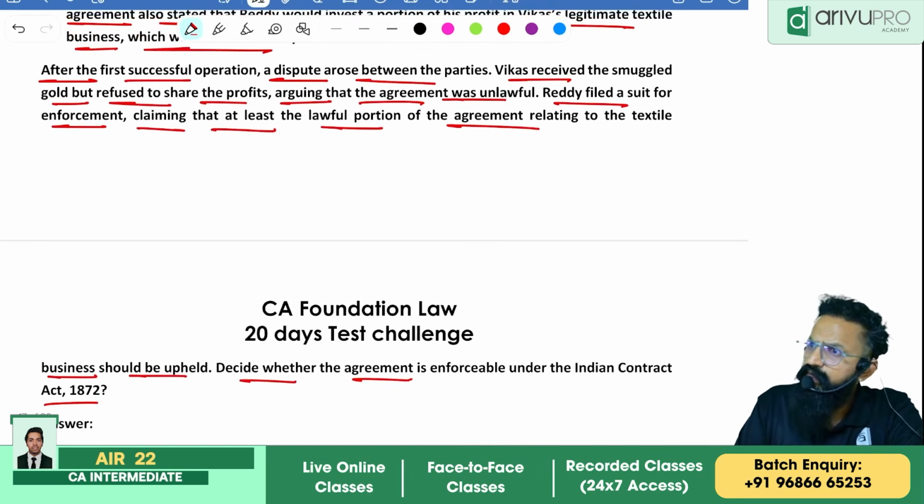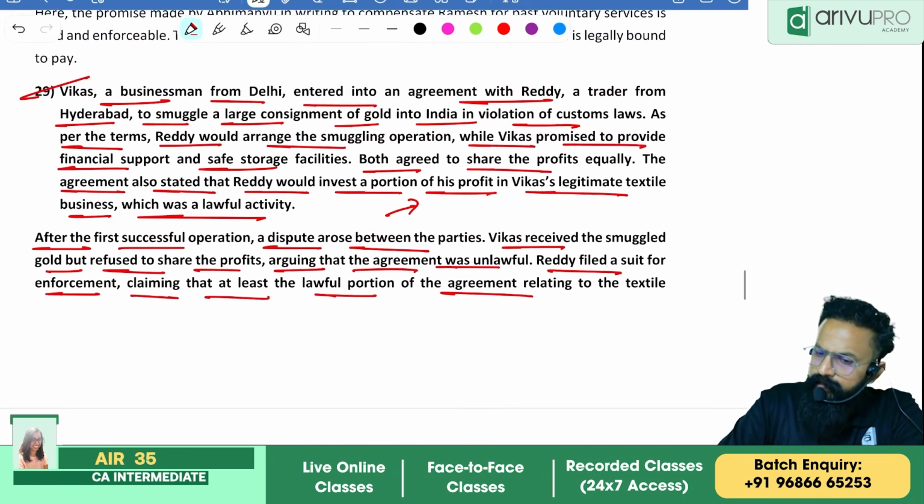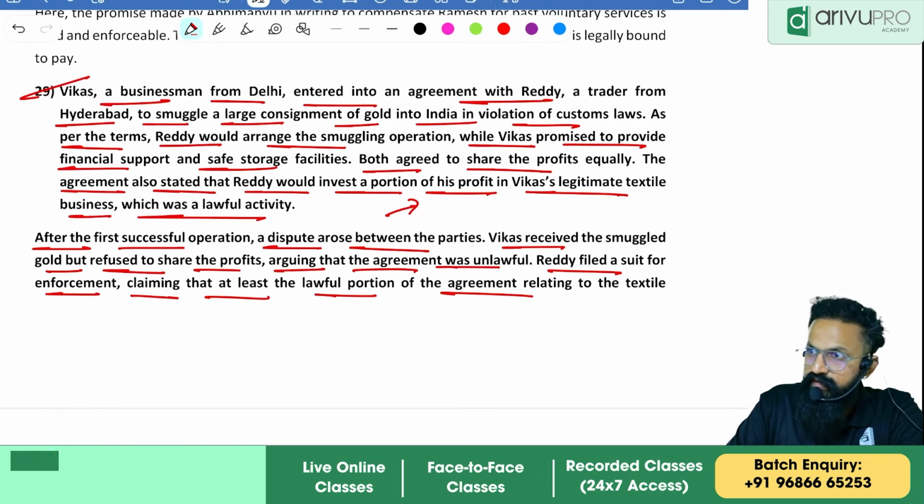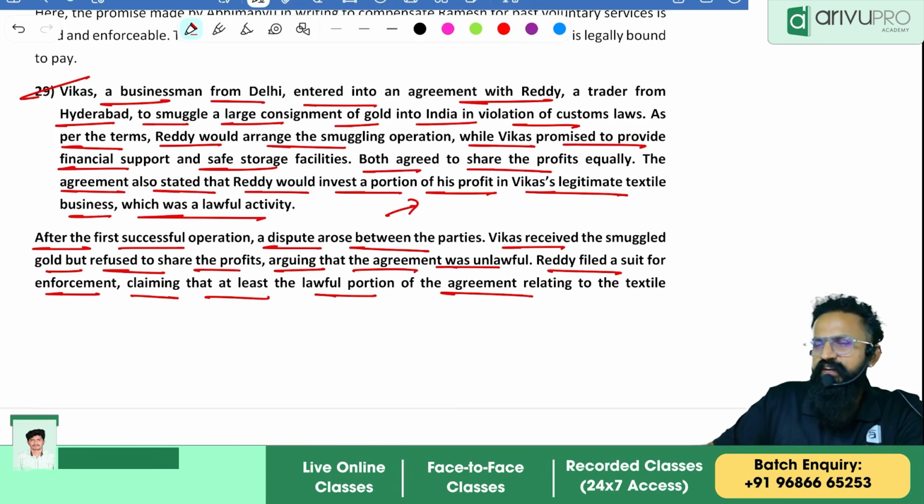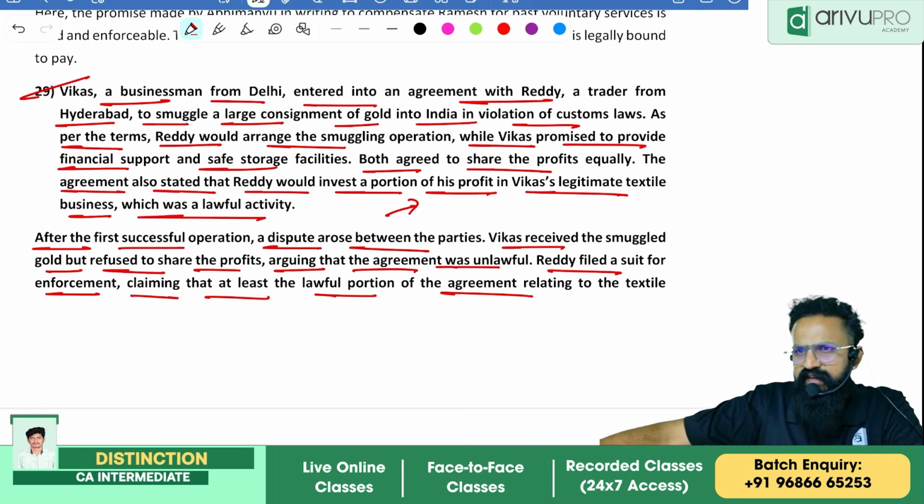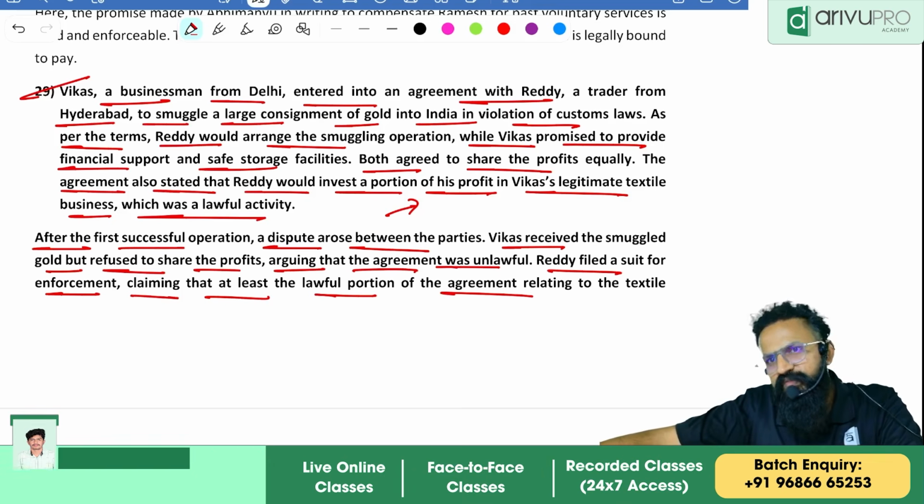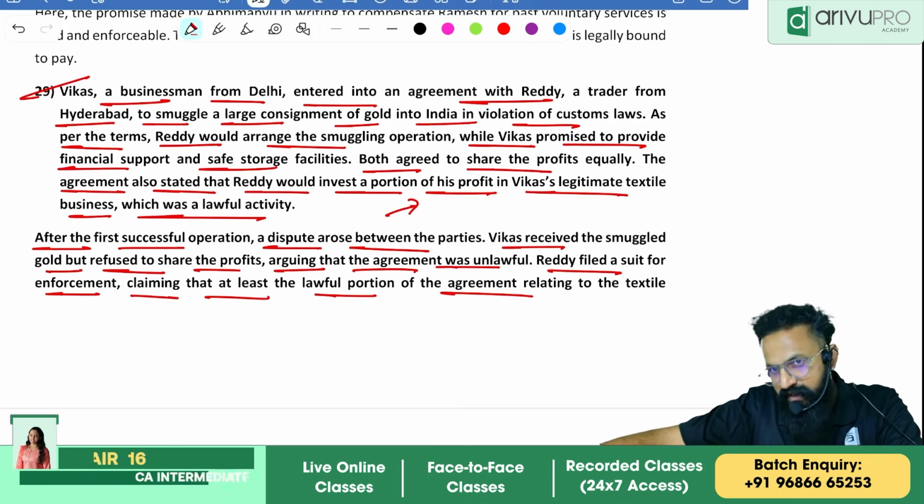Enforceable? Why? What about that investment? Reddy would invest a portion of his profit in Vikas's legitimate textile business, which is a lawful activity. Students answer that any contract linked to illegality also becomes void. Okay, you are saying any contract which is linked to illegality will also become void. Another answer: if separable, that is also one of the provisions. One second, if separable and if it is non-separable.